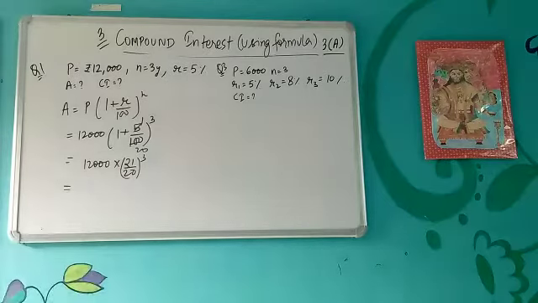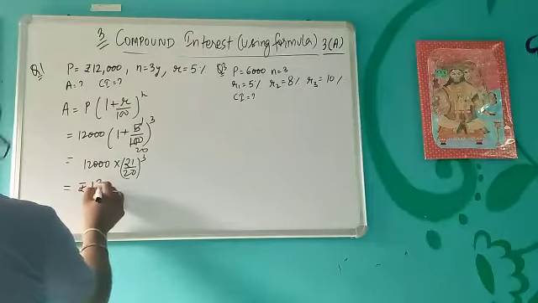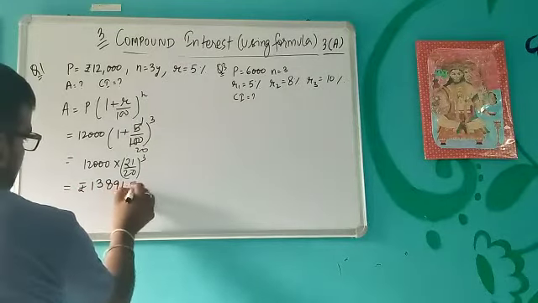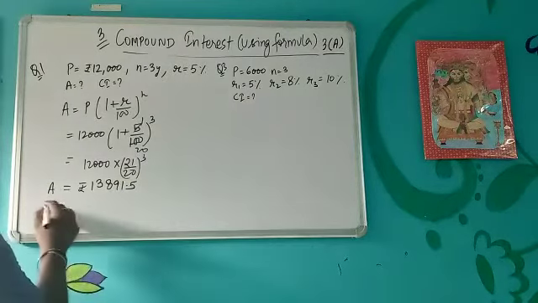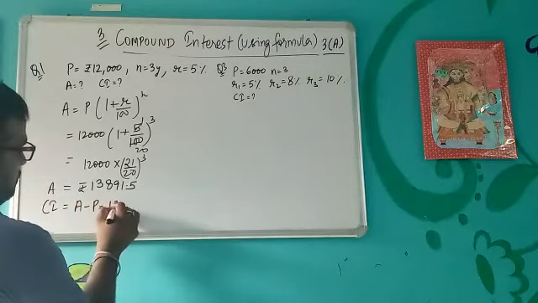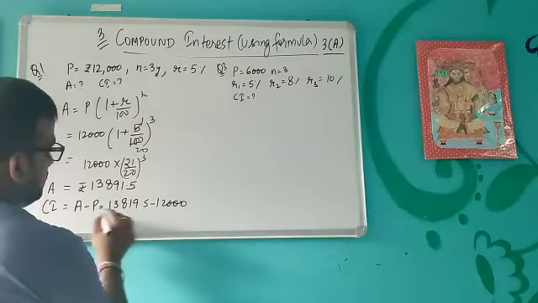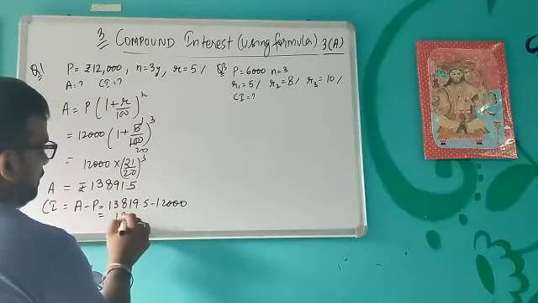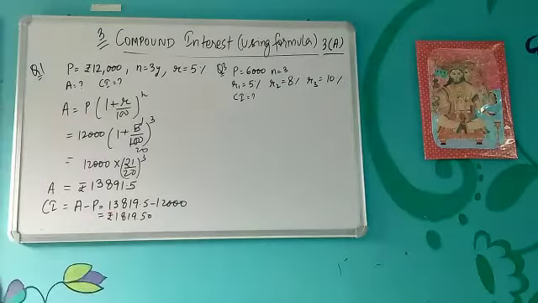So when you solve it, you will get rupees 13,891.5. This is the amount that you will get. So what is the compound interest? A minus P, that is 13,891.5 minus 12,000. So it is 1891.5. This will be the compound interest for 3 years.